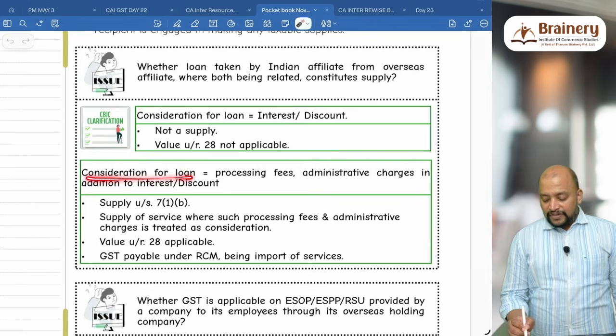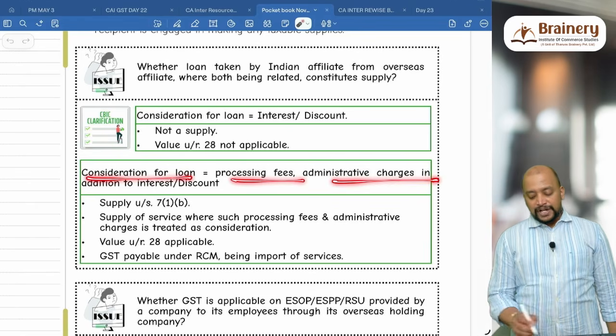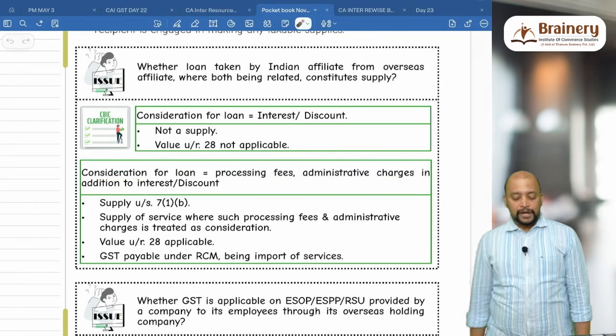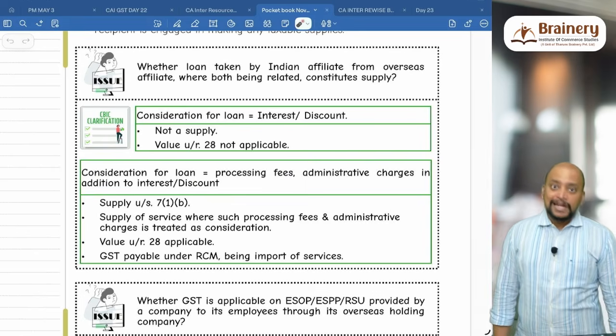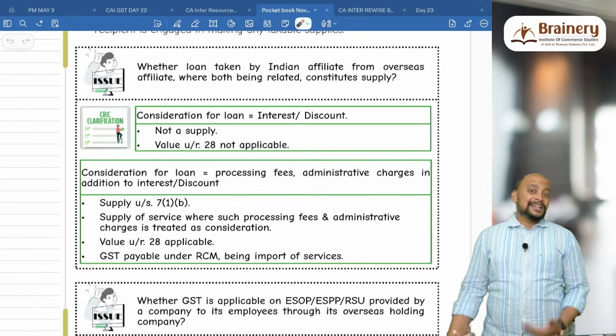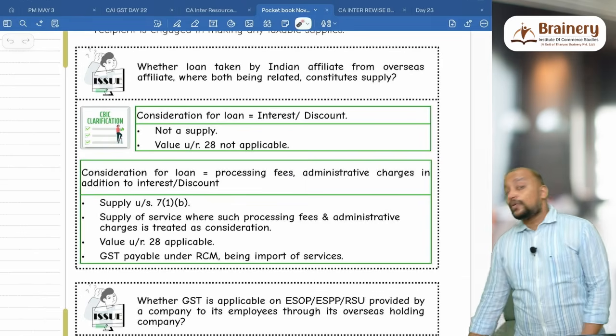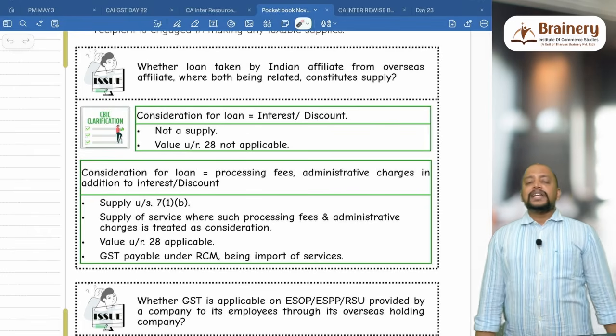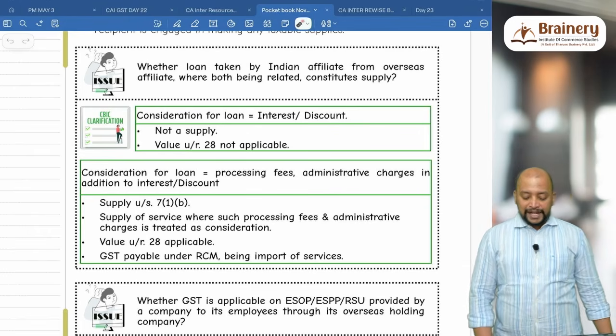Suppose the consideration for the loan is processing fee, administration charges in addition to interest or discount, then it will be a supply under 7(1)(b), and it will be chargeable to GST under RCM, because it is import of service other than OIDR by other than NTR, and even the value will be determined under rule 28.